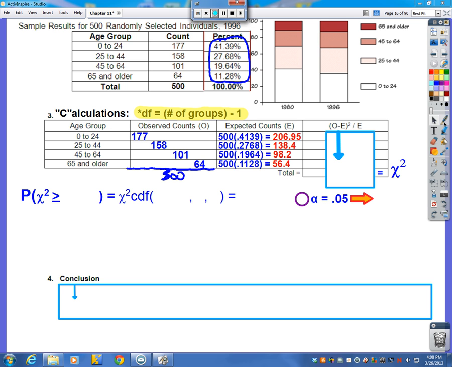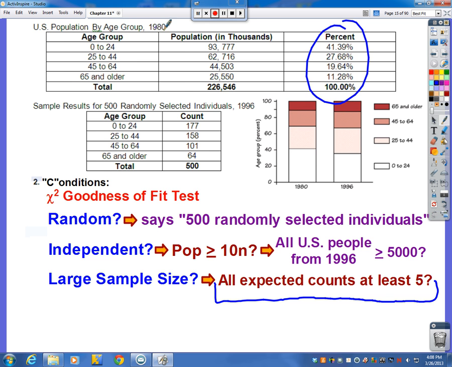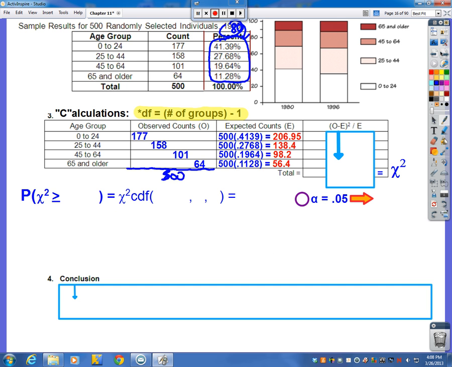Okay. I got to figure out something here. These percentages aren't from 1996. These percentages are from 1980. If you go back and look here, those percentages from 1980, that's what I clumped together here. So really, it's almost like this needs to be completely separate. Here is our sample from 1996, and these percentages over here are percentages from 1980 from the population. I was getting myself confused there.